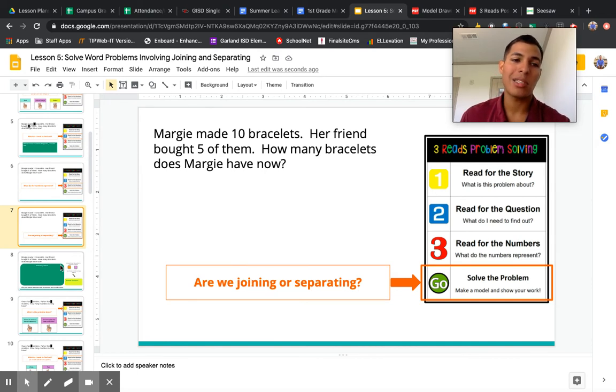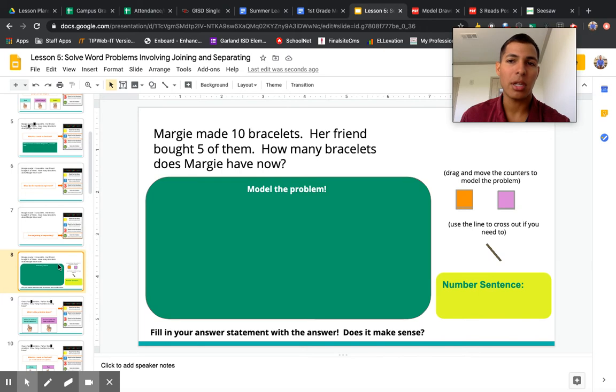You know what? Let's go to our model drawing, and then this is going to help us determine whether we're joining or separating. So let's read our problem from the start again and see how many counters we're going to use, and get everything started and keep working for our model drawing. So Margie made 10 bracelets. Her friend bought 5 of them. How many bracelets does Margie have now? How many bracelets did Margie start with?